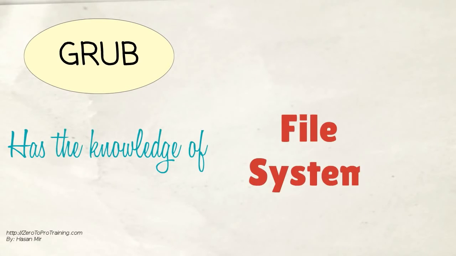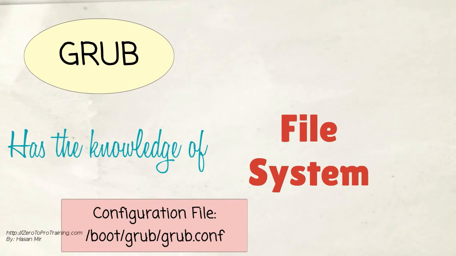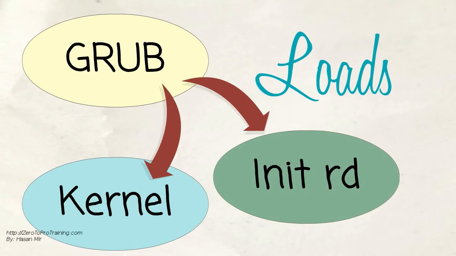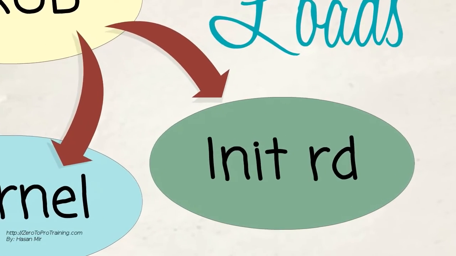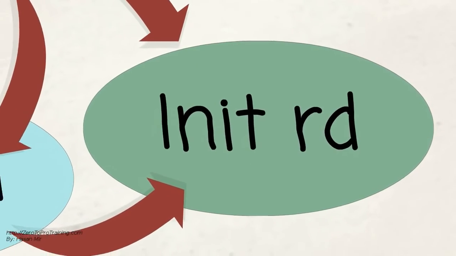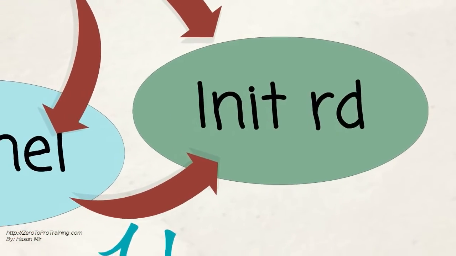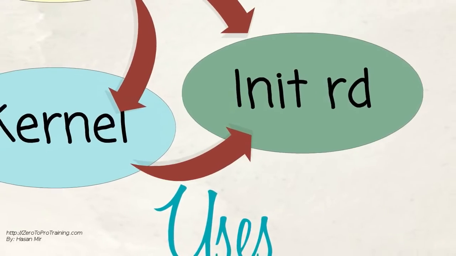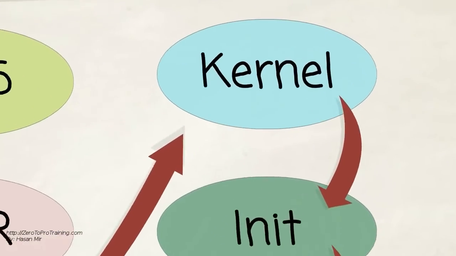Grub has the knowledge of the file system. The configuration file is called grub.conf. In short, grub just loads and executes kernel and initial RAM disk images. initrd stands for Initial RAM Disk. Initial RAM disk is used by kernel as temporary root file system until kernel is booted and the real root file system is mounted.